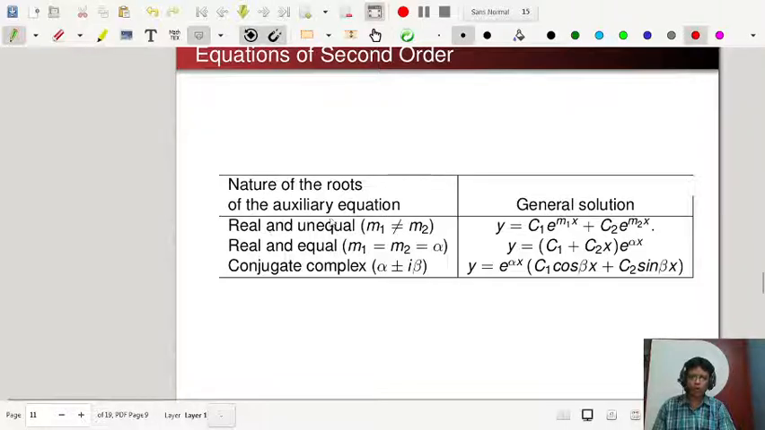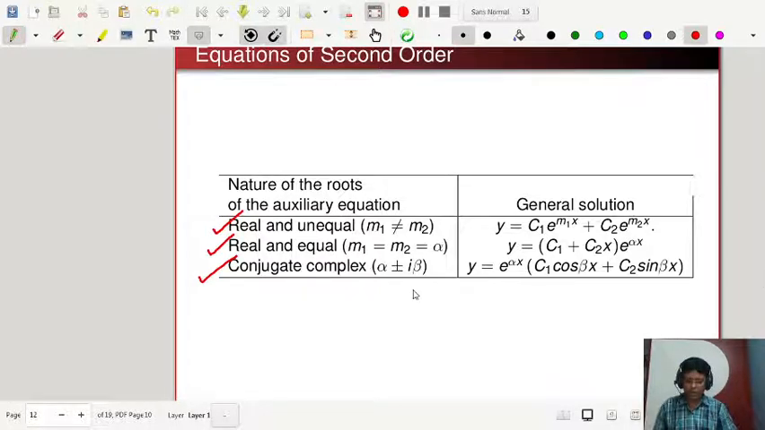Nature of the roots of the auxiliary equation: real and unequal, your general solution will be y equal to c1 e to the power m1x plus c2 e to the power m2x. Real and equal, then y equal to (c1 plus c2x) into e to the power alpha x. Conjugate complex, alpha plus minus i beta: the general solution is e to the power alpha x for the real part, and the complex part will be cos and sine, so c1 cos beta x plus c2 sine beta x. This is from the Eulerian formula, and Euler was the first who introduced the second order differential equation to the real world with this type of differential equation.